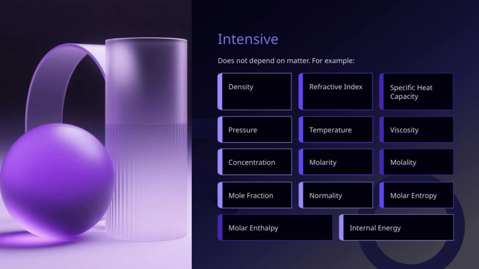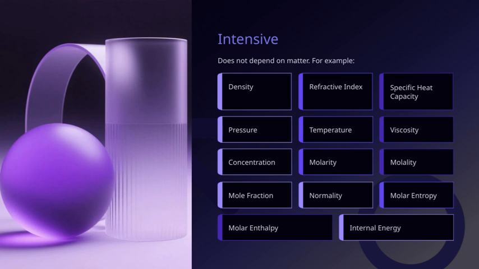Next, we have specific heat capacity, the amount of heat needed to raise the temperature of a unit mass by 1 degree. Normality and molarity are both ways to express solution concentration, but normality takes into account reactive equivalence, while molarity is simply moles per liter. Temperature, of course, influences many of these properties and is fundamental in thermodynamics. Refractive index tells us how light bends as it passes through a material, useful in various analytical techniques.